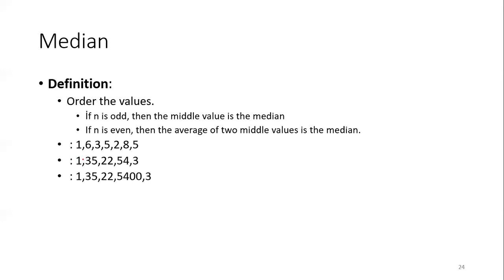Okay, so for example, just look at this one, 1, 6, 3, 5, 2, 8, 5. So what you do is just order them: 1, 2, 3, 5, another 5 here, and 6 and 8. So what is the median? 1, 2, 3, 4, 5, 6, 7 items. The one in the middle is the median. Okay, that's the median. Or just look at this one. 1, 3, 22, 35, and 54. The one in the middle is the median.